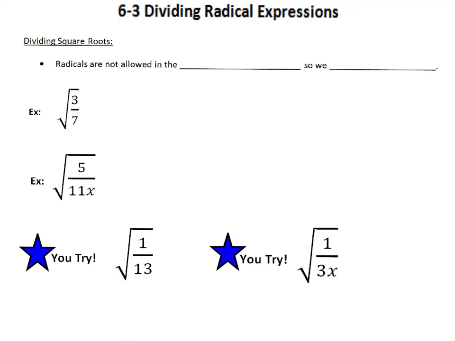All right, you guys, we are looking at dividing radical expressions in this video. Radicals are not allowed in the denominator, so we have to rationalize. Let's look at this first example.